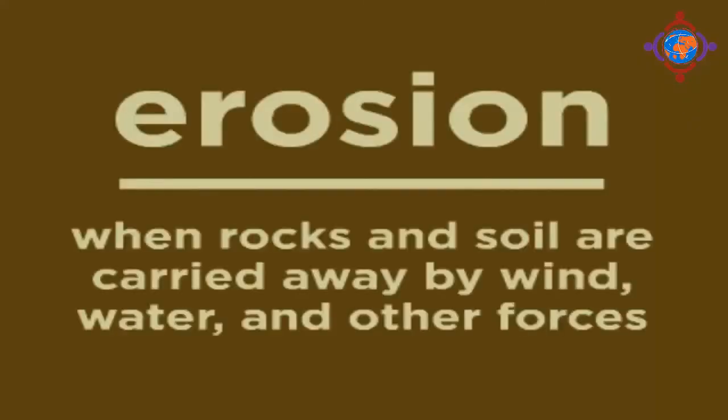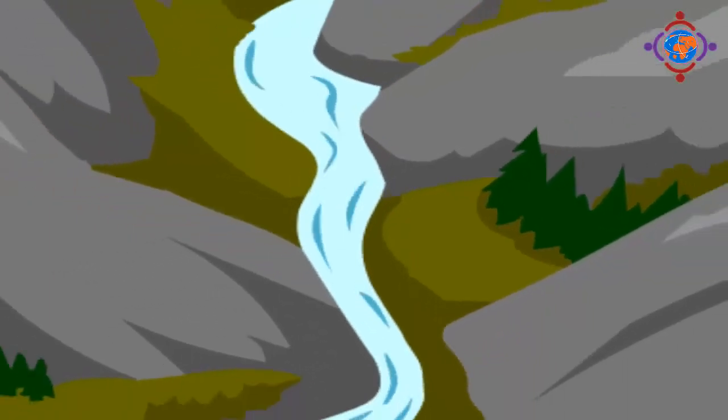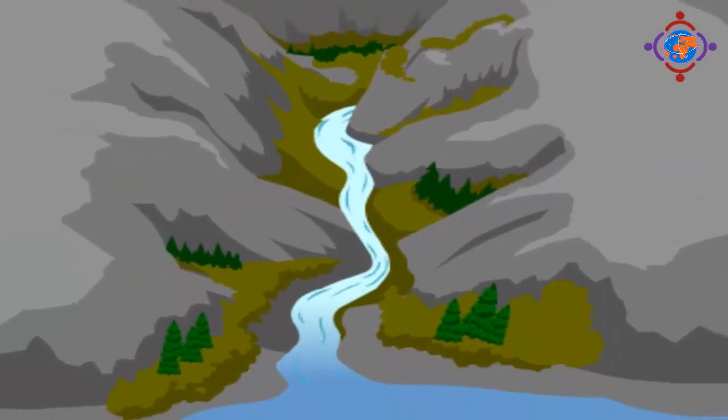Erosion happens when rocks and soil are carried away by wind, water, and other forces. Rivers and streams can break down rocks and carry them far away. Over time, a river can wear away land to form a canyon.